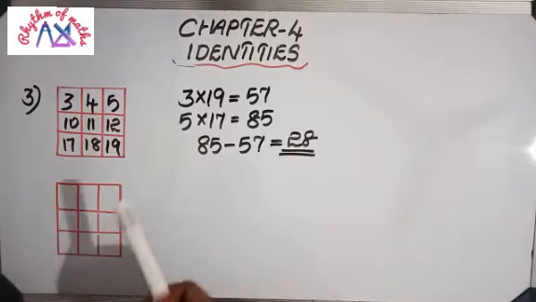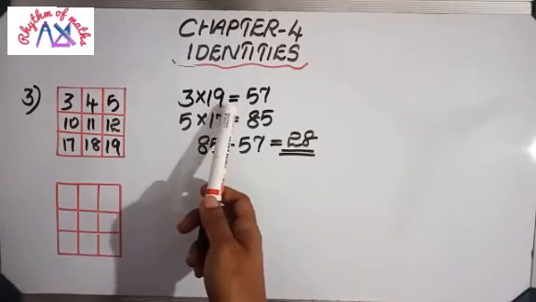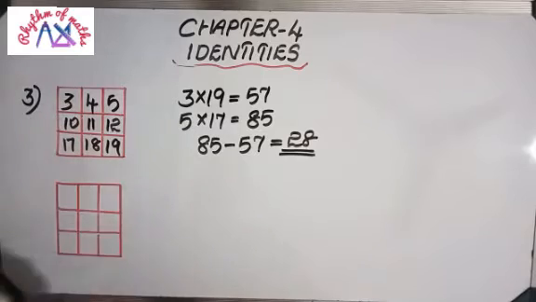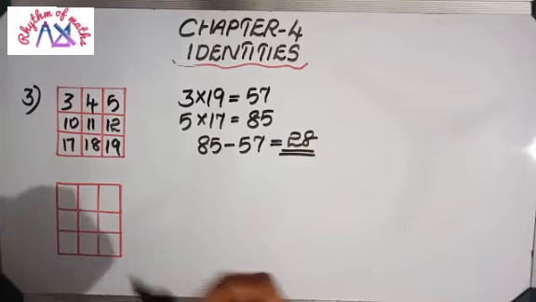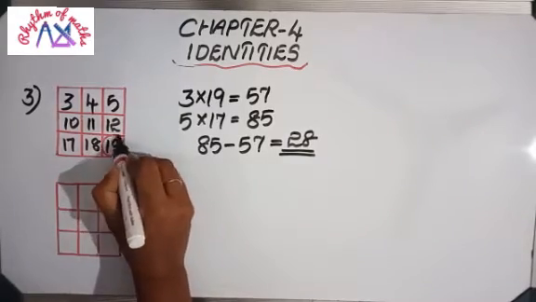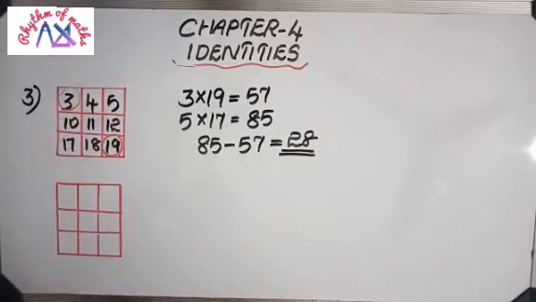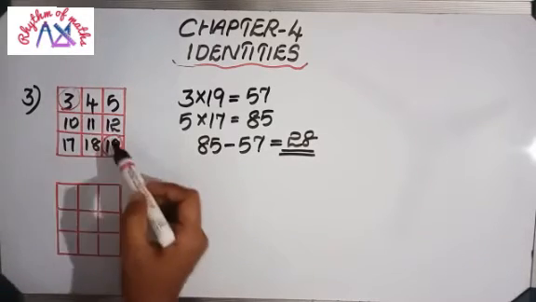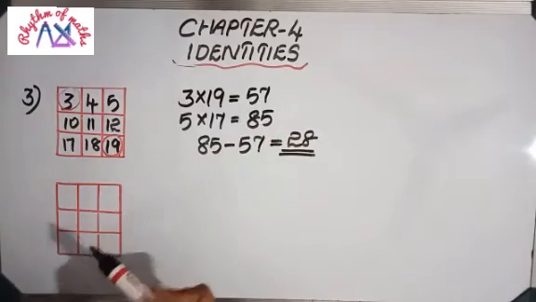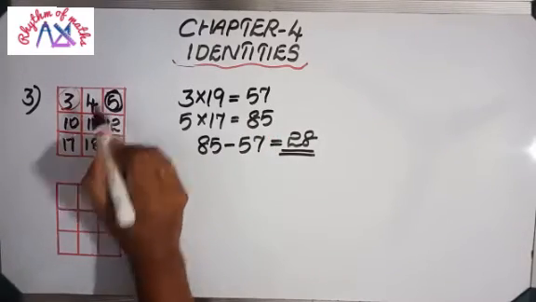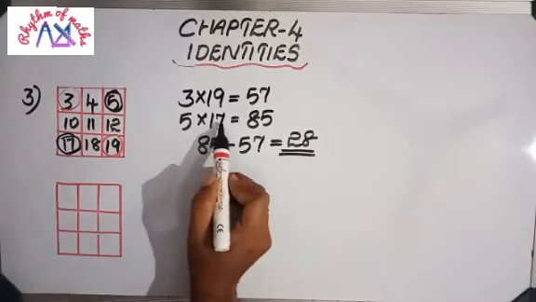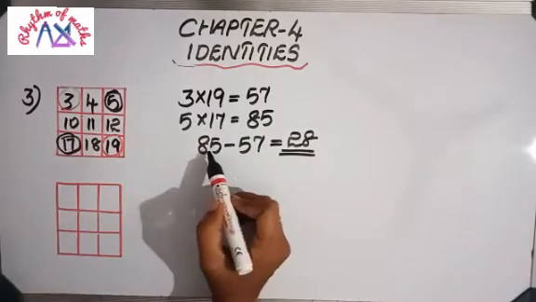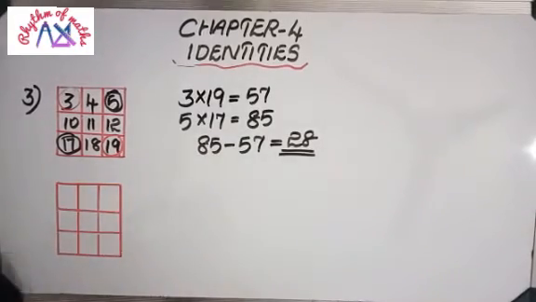And here it is given that 3 into 19. 3 into 19 means just the product of diagonal numbers. So first diagonal numbers are 19 and 3. Just product, which means just multiplication. 3 into 19, answer is 57. Next diagonal numbers are 5 and 17. So 5 into 17, answer is 85. Next it is given that the difference of that answer is 28. Okay, this is given in the question.